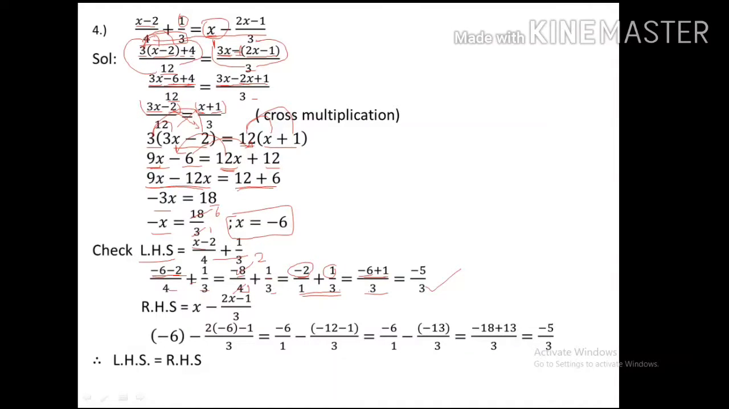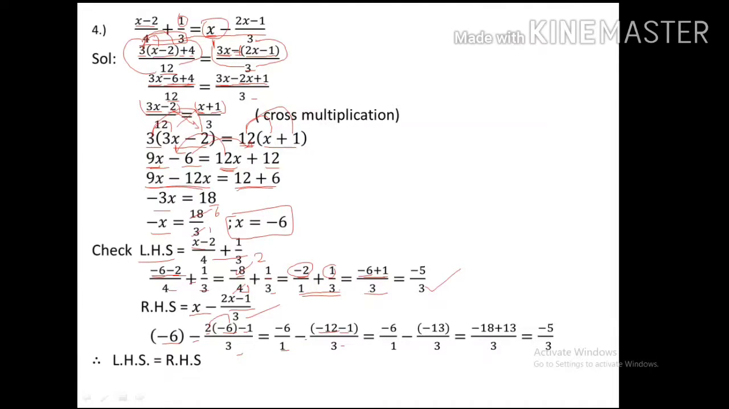Now for RHS, this is x minus 2x minus 1 upon 3. This is the RHS part. So at the place of x we have to put minus 6, then minus sign, then 2, and at the x place minus 6, minus 1 upon 3. Now when we solve, we can write minus 6 upon 1 minus 12 in 2 into minus 6. When we multiply, it will come minus 12 and minus 1 we will write in bracket upon 3.